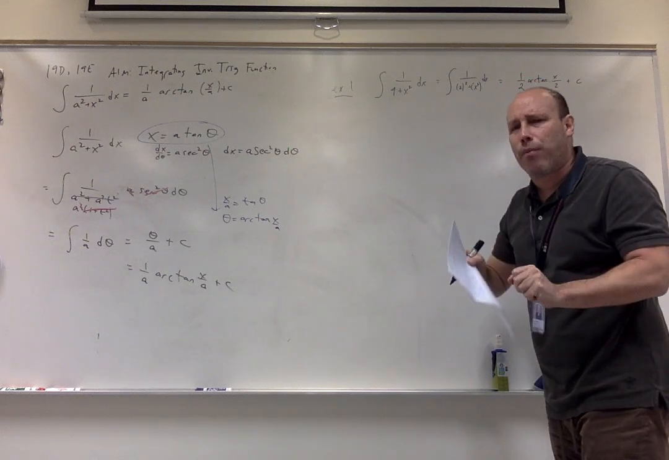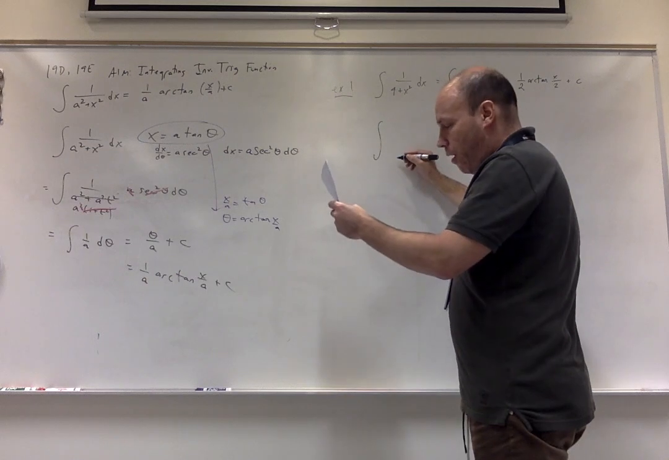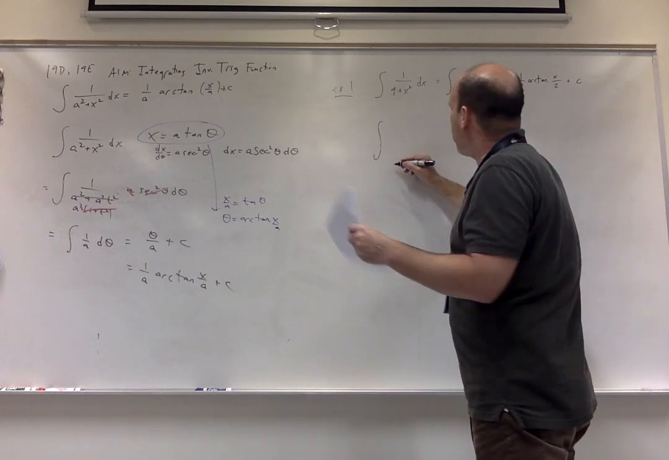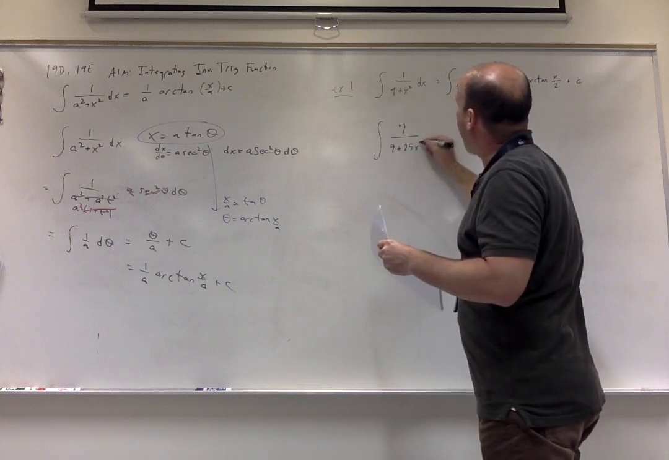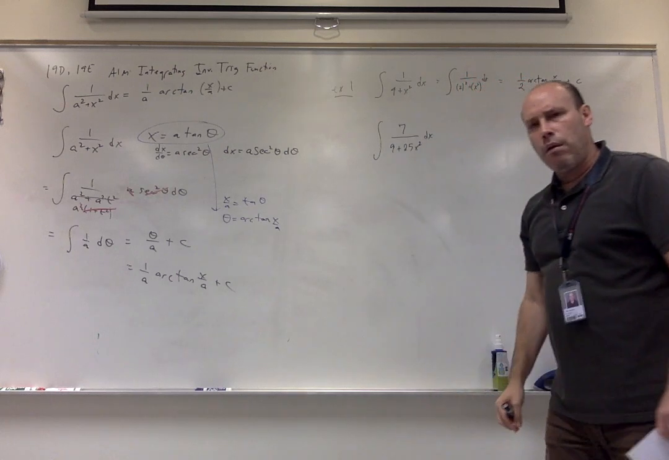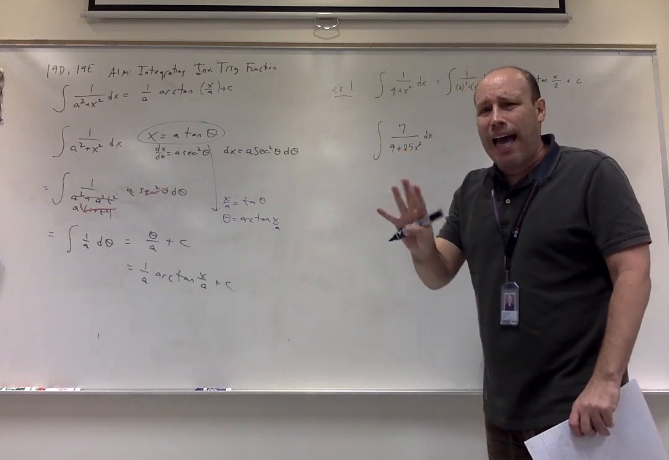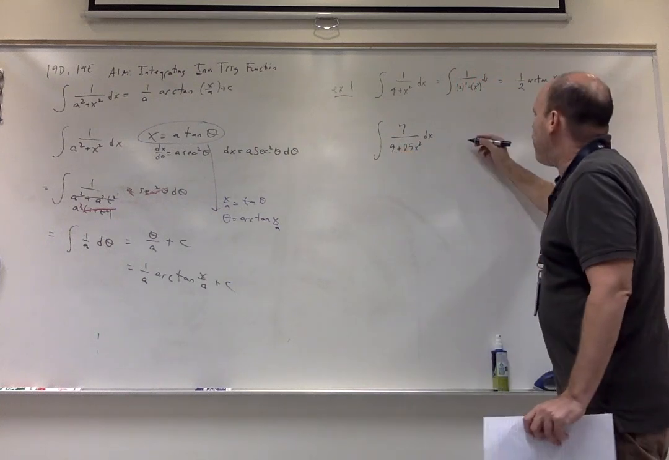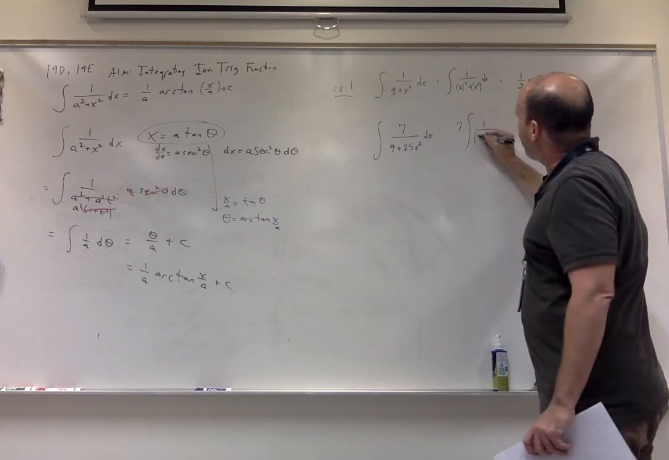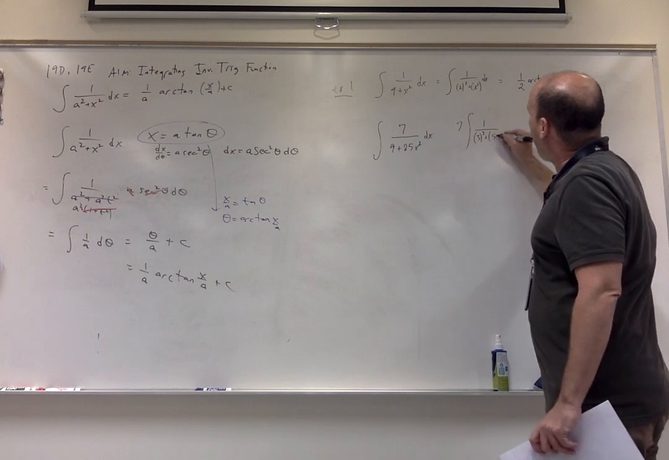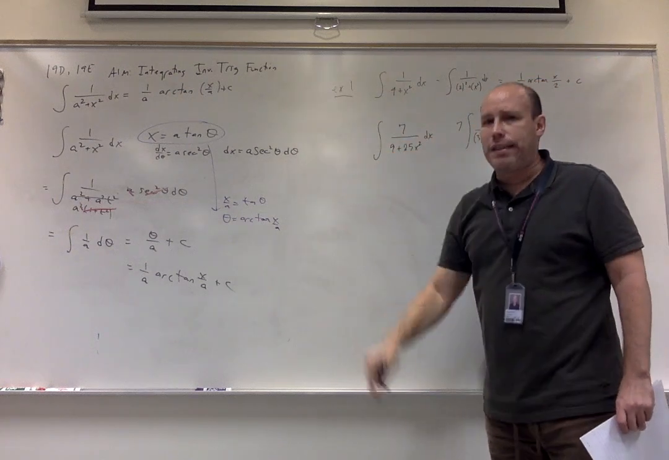Now let's take it up a notch. Let's throw in a lot of different numbers. I'm going to keep the 1. How about we do the integral of 7 over 9 plus 25x squared dx? You say, it kind of looks like the tangent, but I got to do some manipulation. Well, maybe you want to take that 7 out. And maybe you want to rewrite this as 3 squared plus 5x squared dx. Now it's a little bit closer to my arctan formula.